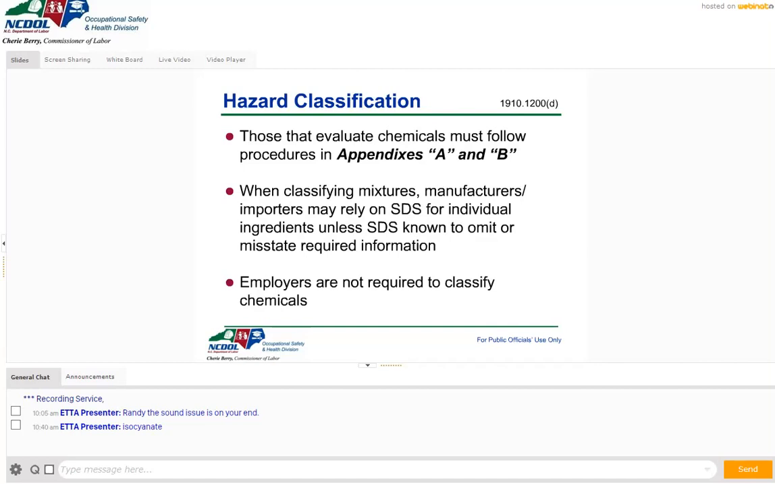The manufacturers can rely on SDSs for individual ingredients. And of course, employers are not required to classify chemicals. So if I was you and I'm training rank and file employees on HAZCOM, unless they're a chemical manufacturer or specialist, I wouldn't go into the appendices very much, because a lot of people will confuse the heck out of them.